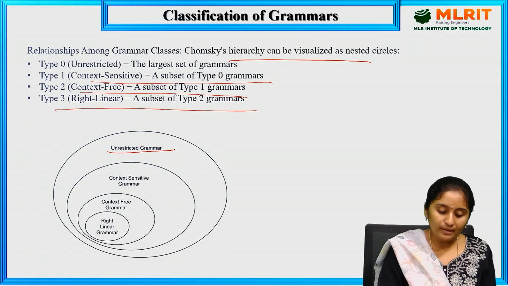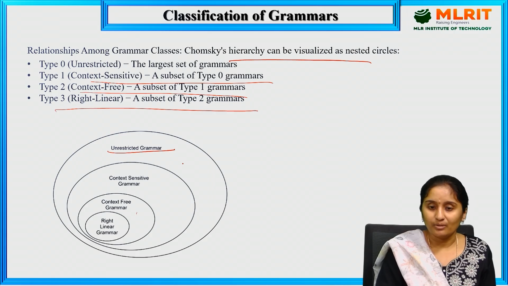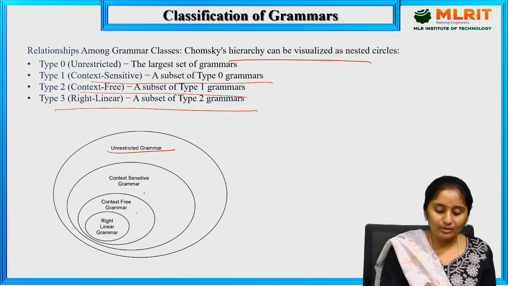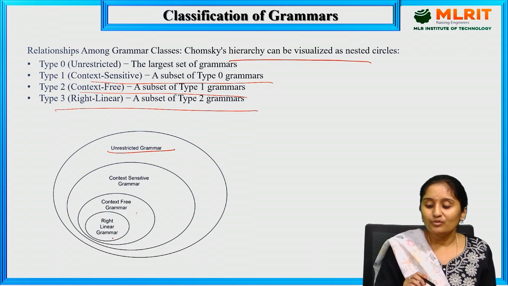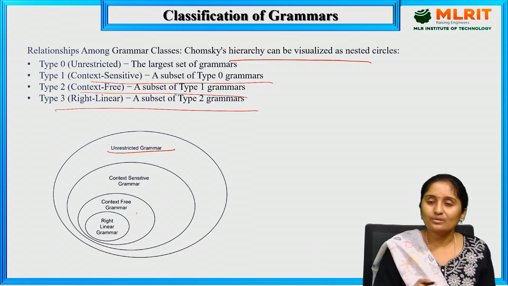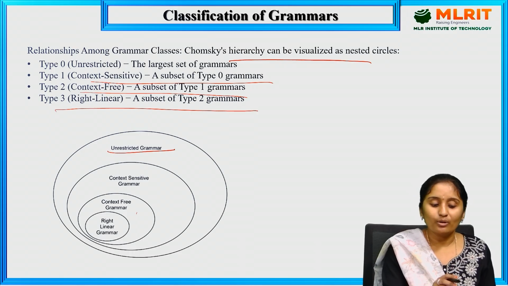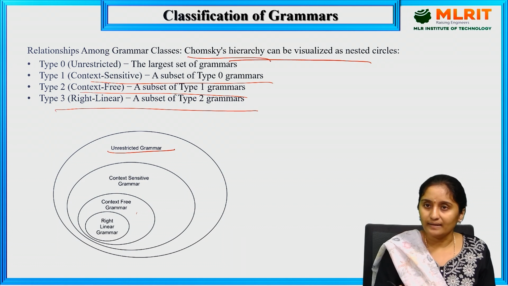This type 3 grammar is a subset of type 2 grammar, it's a subset of type 1 grammar, and it's a subset of type 0 grammar also. But the type 0 grammar is not a subset of type 1, type 2 or type 3. So this is the visual of nested circles of all these 4 grammars, according to the Chomsky hierarchy.